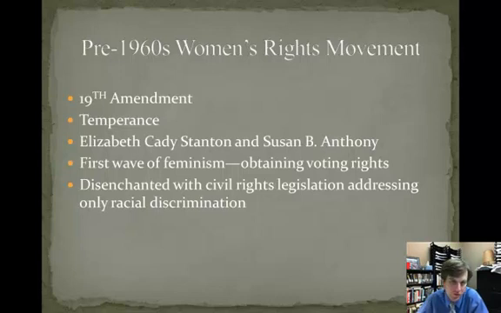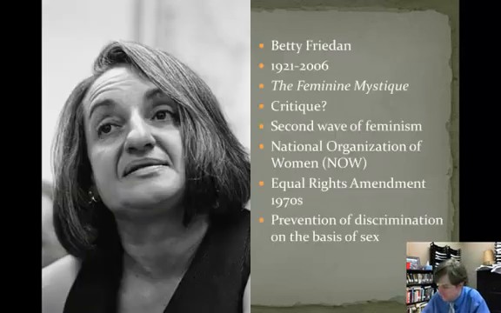In fact, many of these women became disenchanted with the civil rights legislation because it only addressed racial discrimination and had nothing to do with discrimination against women. So these women who had supported the Republicans in these early phases after the war were not very happy with the Republican Party when they didn't seem to be supporting their agenda. Now, by the 1950s and the 1960s, you have what's often called the second wave of feminism. And the leader of the second wave of feminism, at least early on, is Betty Friedan.